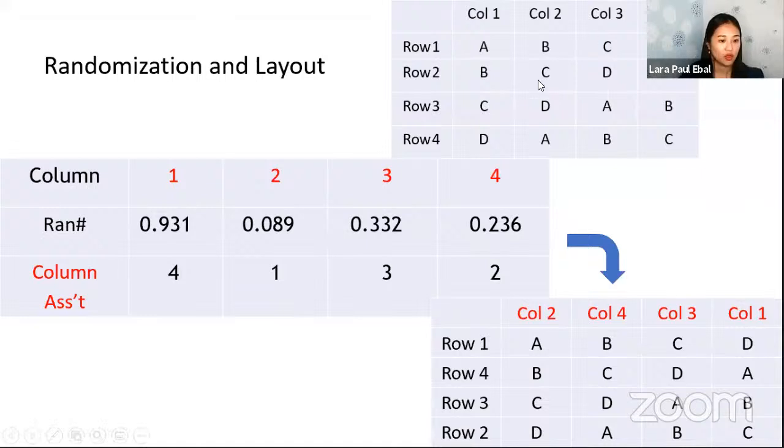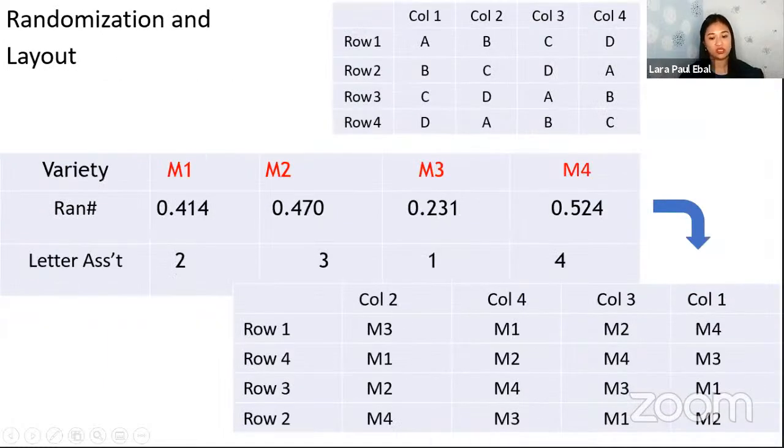And then for the column, we have the lowest generated value, 0.089, so rank 1. That's column 2, which is why here we have 2. The next is column 4, so we have 2, 4. And then next, 3, and the last rank is column 1. So our columns have been interchanged, and the rows have been carried over.